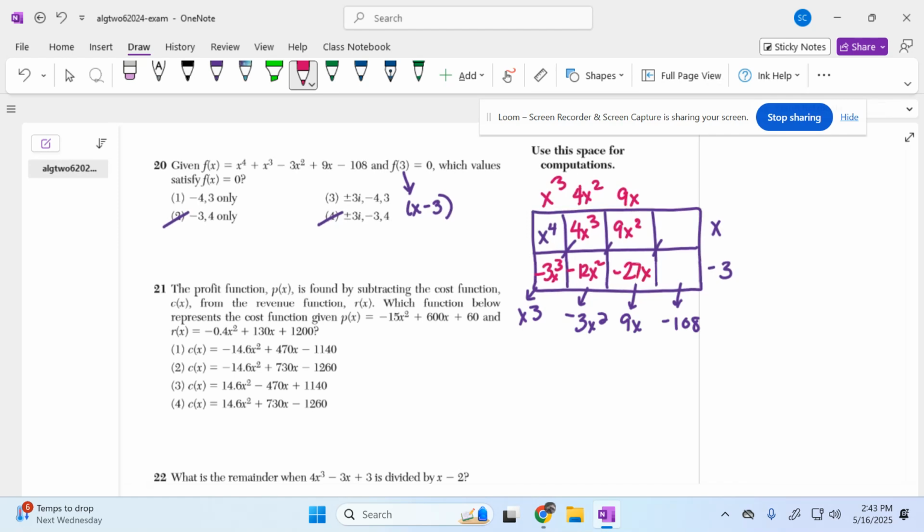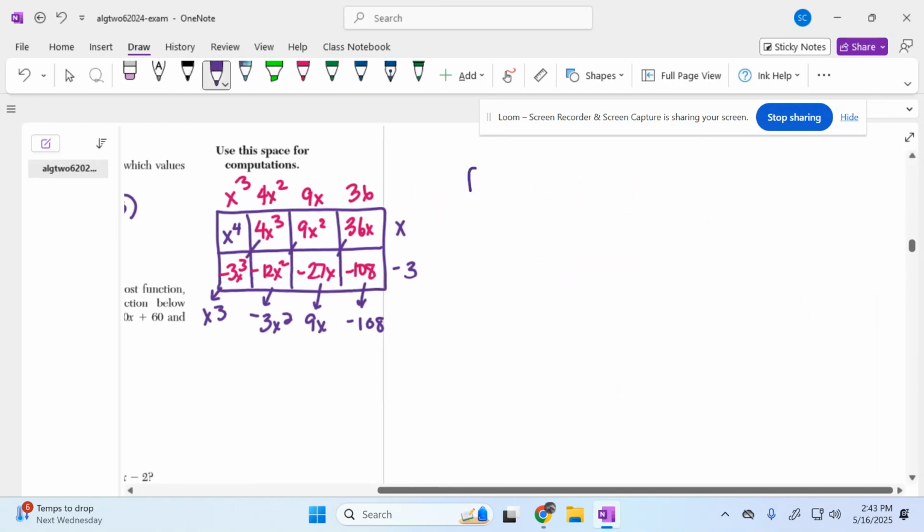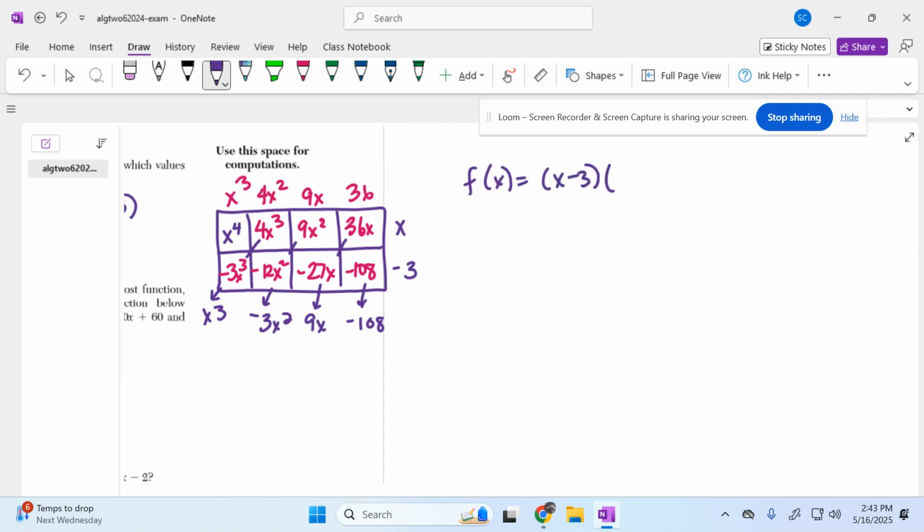But I don't want negative 27x. I want positive 9x. So we have to add 36x to that, which would make this 36 and this 108, negative 108. So that checks out that it's definitely a factor. And now I know where the other factors lie. So here's what we know so far about f of x. So we know f of x has a factor of x minus 3. And the other factor, this cubic factor, is x cubed plus 4x squared plus 9x plus 36.